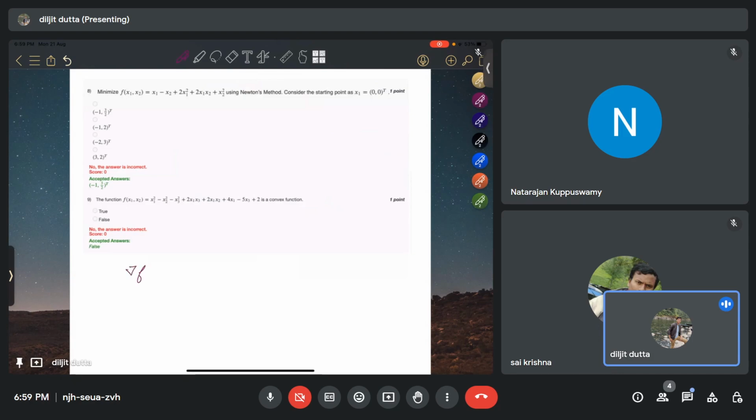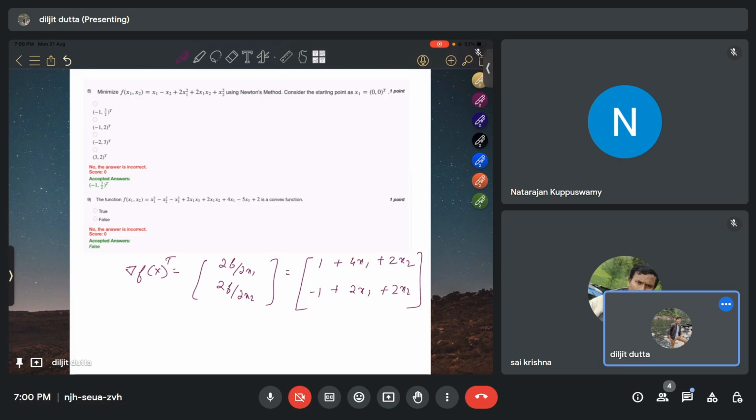So first we have to calculate del of f of x. So it will be what? Del f by del x1, del f by del x2. So del f by del x1 is how much? It will be 1 plus 4x1 plus 2x2, right? If I make any mistakes, just point out. I am also doing the calculation for the first time here. So for del f by del x2, minus 1 plus 2x1 plus 2x2, right?